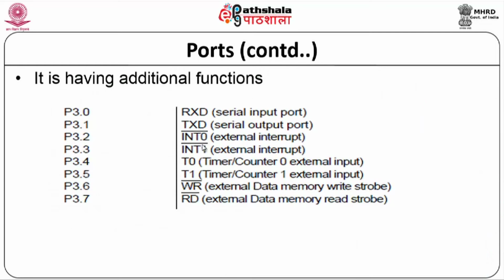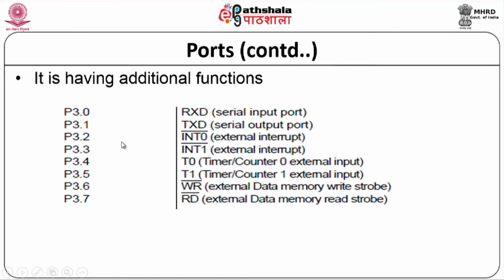Port 3 has multiple functions. In port 3, pins 3.0 and 3.1 are used for serial port communication. That means RS-232 communication can be achieved through these particular pins. So, this 8051 is used not only for parallel communication, it can support serial communication also. Pins 3.2 and 3.3 will be used for interrupts. So, external interrupts can also be accepted by these pins, P3.2 and P3.3.